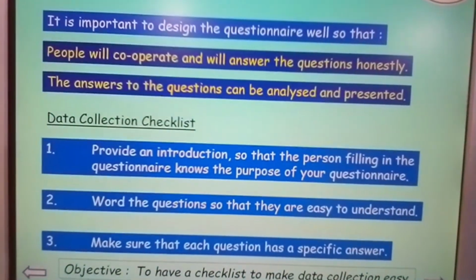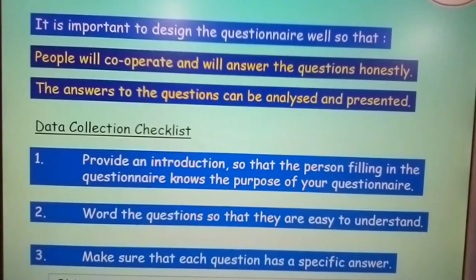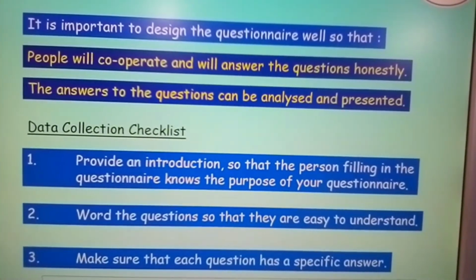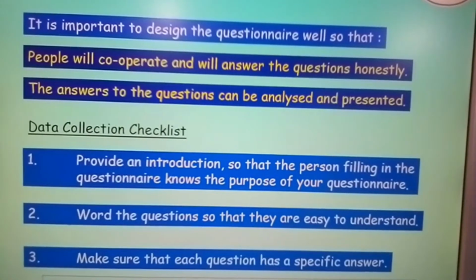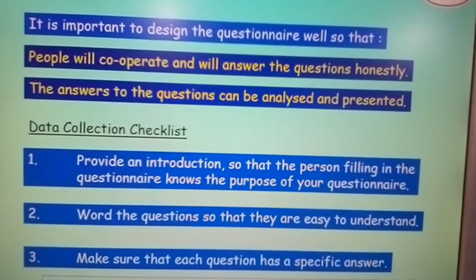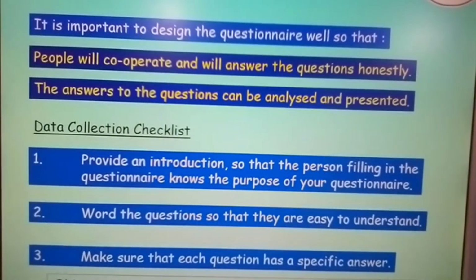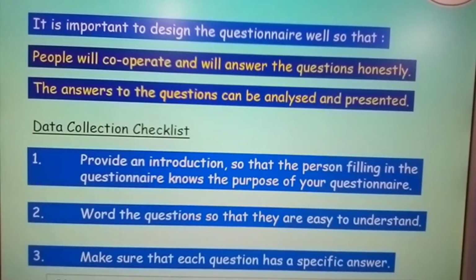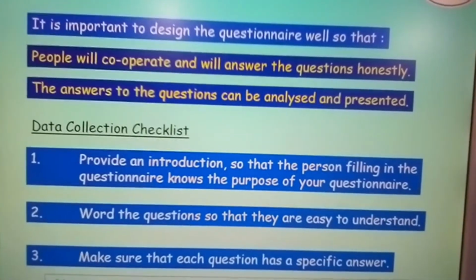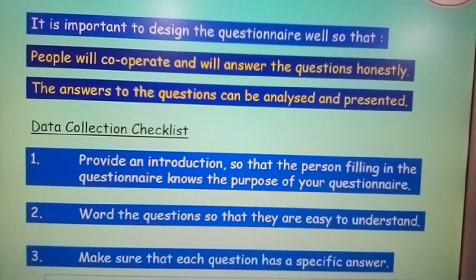Again, still continuing with data collection. Let me just move in. And again, here the objective is to have a checklist to make data collection easier. It is important to design the questionnaire well so that people will cooperate and will answer the questions honestly. The answers to the questions can be analyzed and presented.